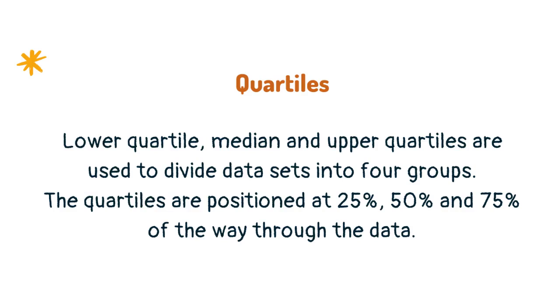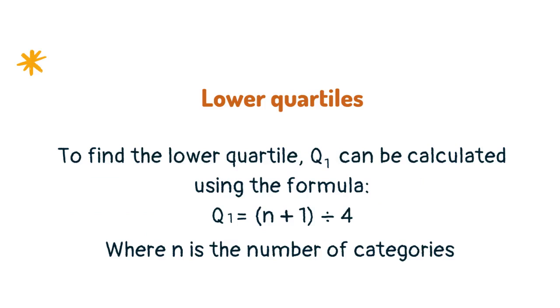Lower quartile, median and upper quartiles are used to divide datasets into 4 groups. The quartiles are positioned at 25%, 50% and 75% of the way through the data. To find the lower quartile, Q1 can be calculated using the formula Q1 equals (n plus 1) divided by 4, where n is the number of categories.